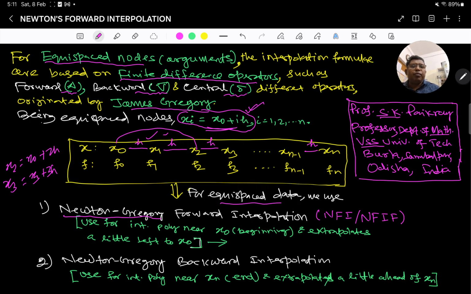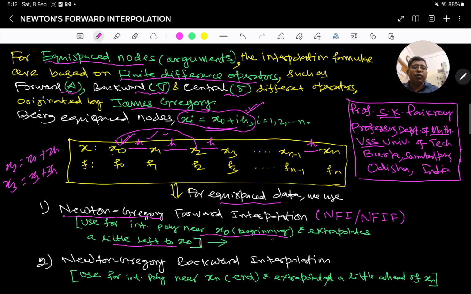Now, if the polynomial is asked at the beginning of the nodes, very close to x0, it may be to some left of x0. If it is left of x0, it is called extrapolation, or it is near x0, a little left or a little right. So use this interpolation formula near x0, meaning the beginning of the table, and for extrapolating a little left of x0.